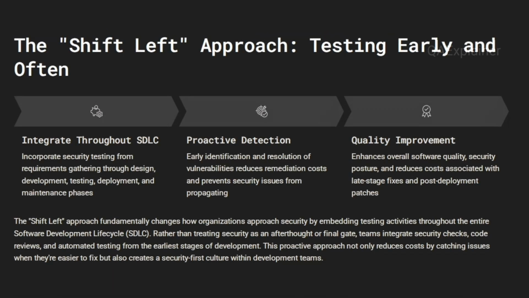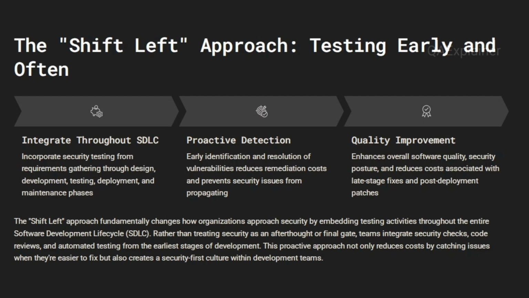Now, what is the shift left approach of security testing? This shift left approach is integrated through the SDLC. So here security testing teams are involved from gathering requirements through design, development, testing, deployment, and maintenance phases. The first thing is protective detection: early identification and resolution of vulnerabilities, reduced remediation cost, and preventing security issues from propagating. And third is quality improvement.